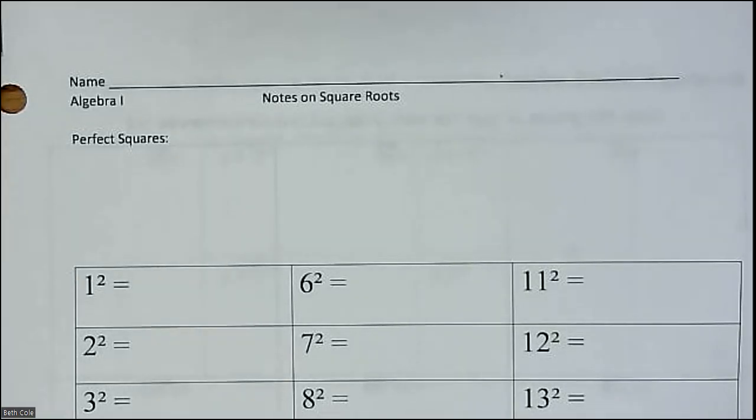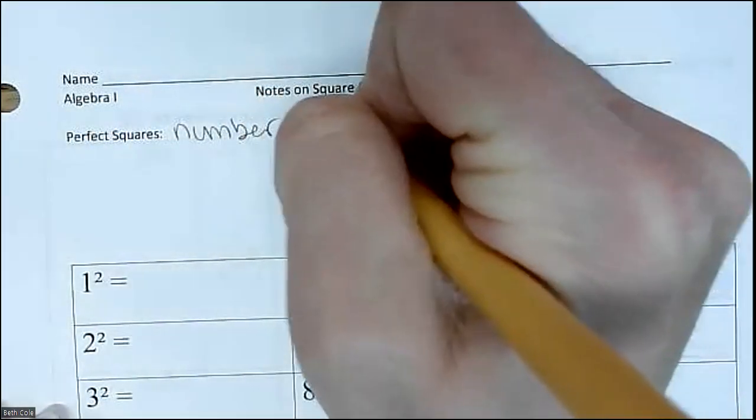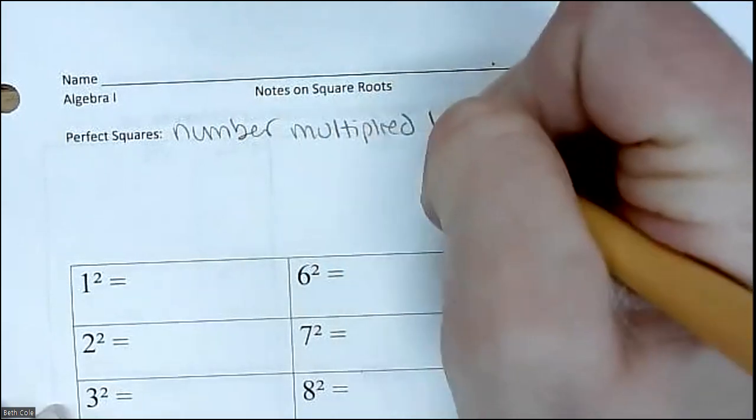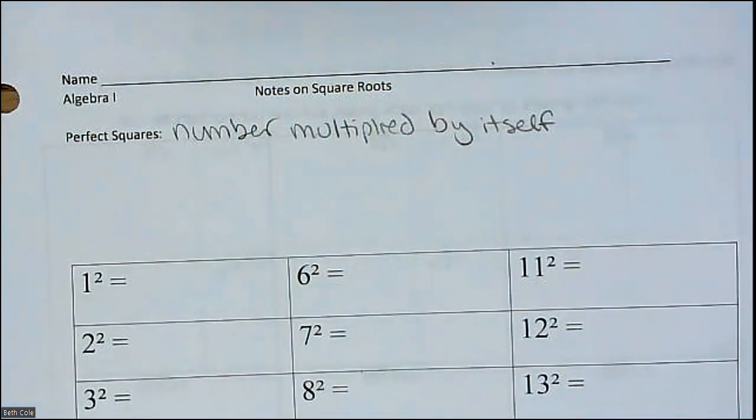Perfect squares are called that because they are numbers that create a perfect square. It would be a number multiplied by itself, and we call that squared. It's a number squared. The reason it's called that is because it makes a square.